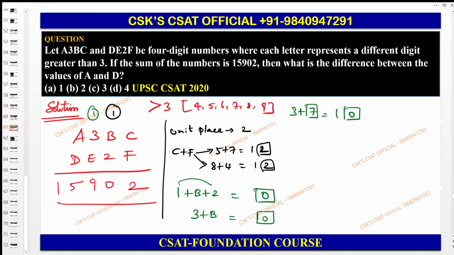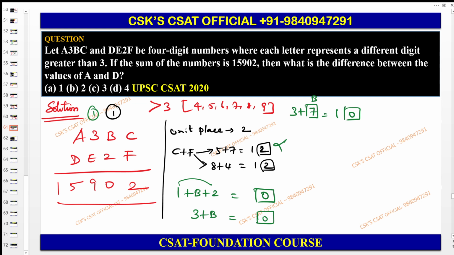Now understand one thing here. Now you found the B value as 7. So this is the B value. So therefore it should not come in the place of either C or F. Therefore eliminate this one. So therefore C and F might be 8 or 4. If C is 4 means F is 8. If C is 8 means F is 4. That is the possibility.